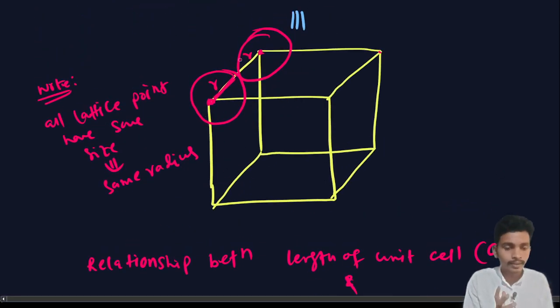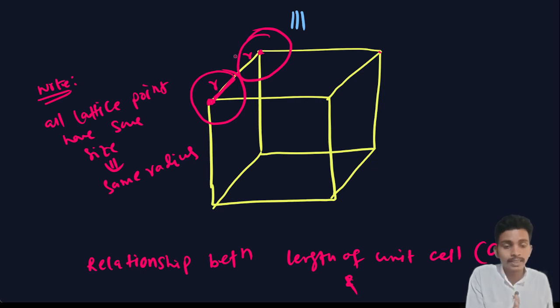So let's say this is R, and D is the distance between the centers of the closest lattice points. So these are the nearest lattice points, and in between their centers, what is the distance? That is called D. So this is the two nearest lattice points, and this is their center distance. So this distance is called D.